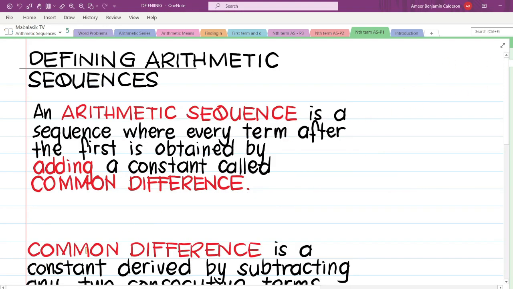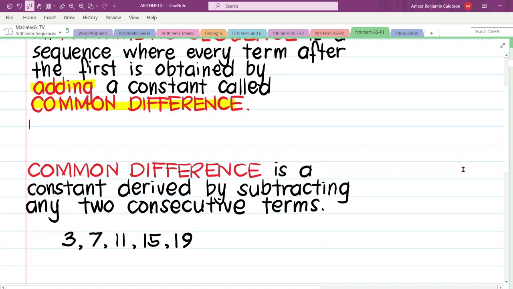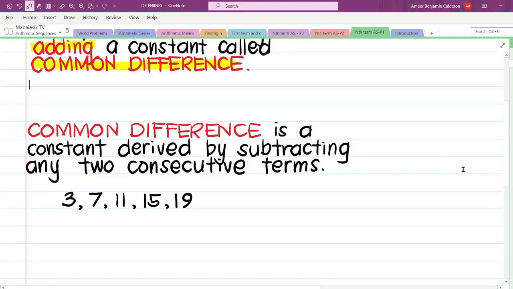So an arithmetic sequence is a sequence where every term after the first is obtained by adding a constant called common difference. This common difference is also a new term to us, so let us define what a common difference is. So a common difference is a constant derived by subtracting any two consecutive terms.